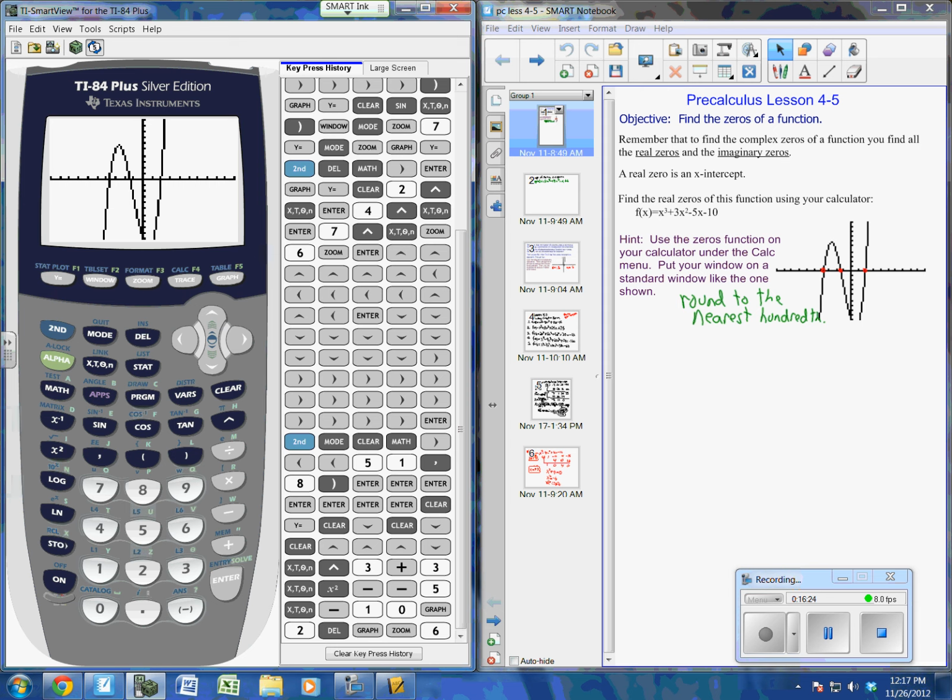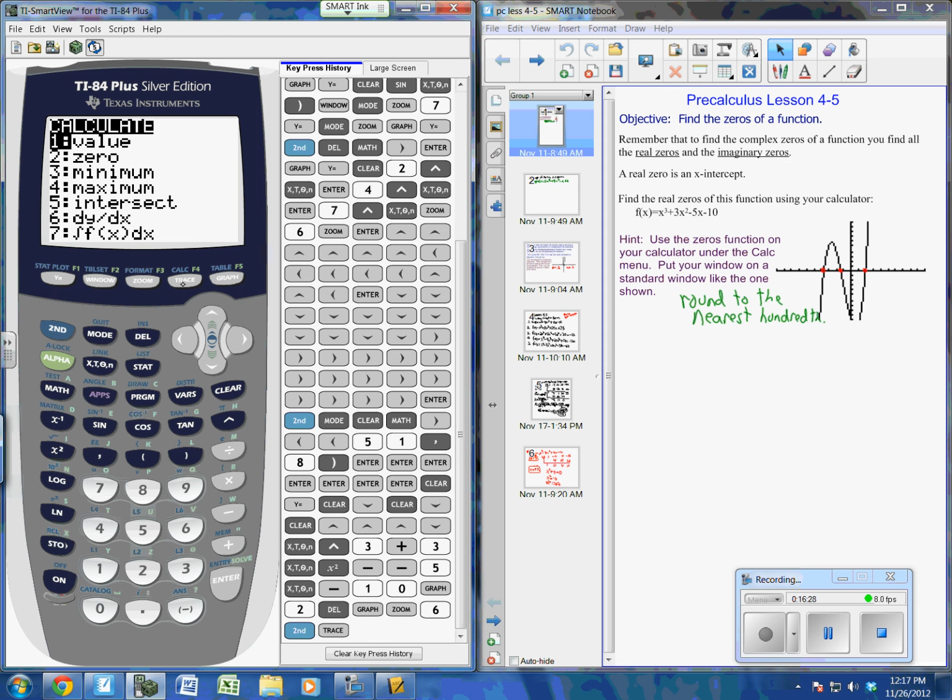So, in case you forgot how to find a real zero, you hit second and the trace button. And that brings up the calculate menu. It says calc above trace. You go to zeros, right? We're looking for zeros, so go to number 2. And my cursor's down here at the bottom flashing, down at the bottom of the y-axis. And I am supposed to find the zero.